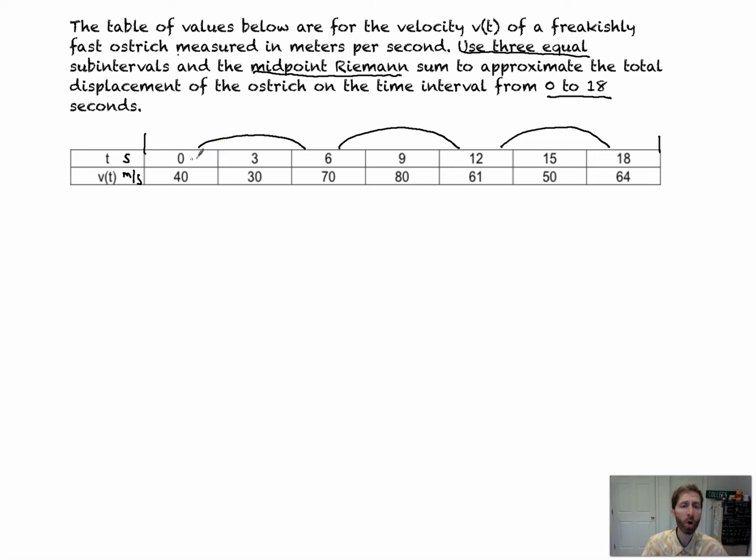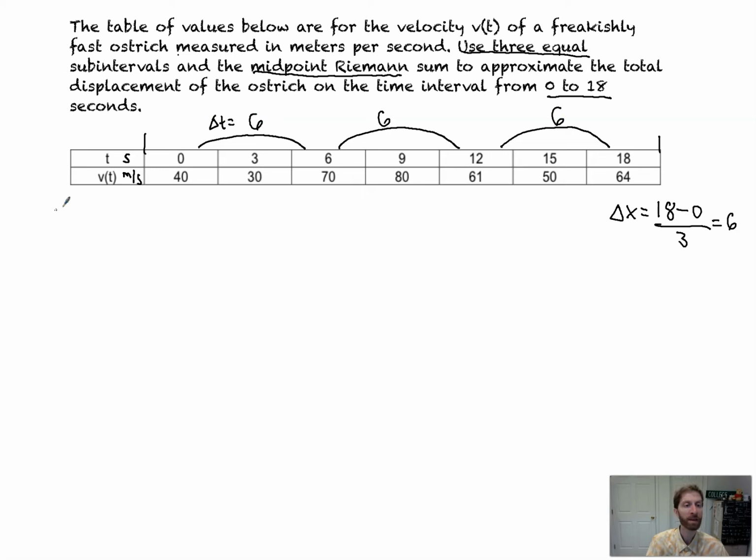But we know that our whole gap is 0 to 18. So we're literally using this from before. 18 minus 0 is the overall width, divided by 3 rectangles, would give us a delta x of 6. So in this case, it's delta t here. So we've got values of 6 for each of our delta t values.